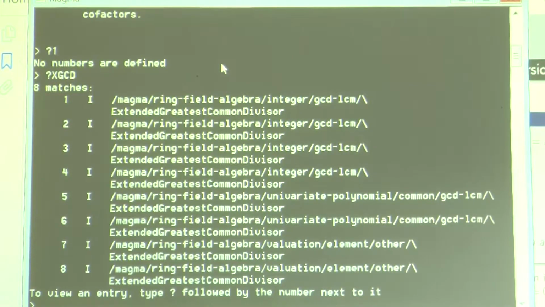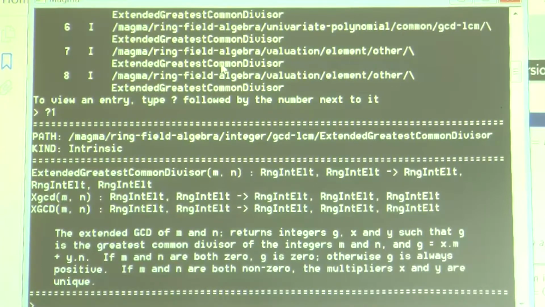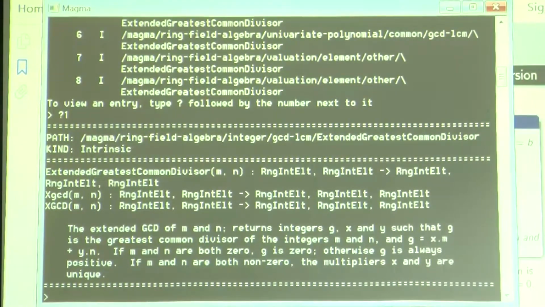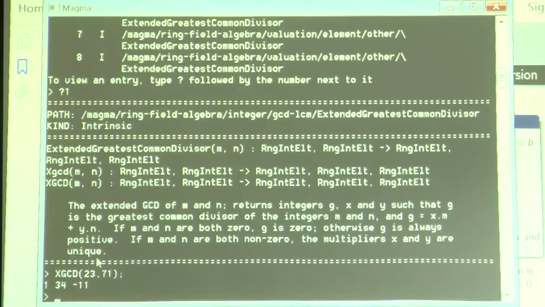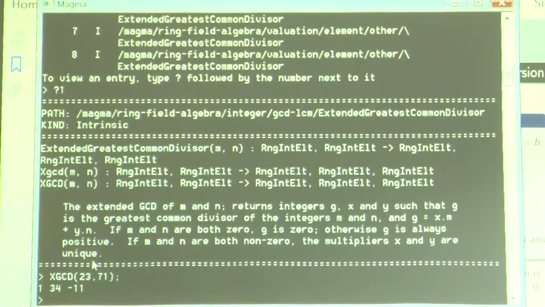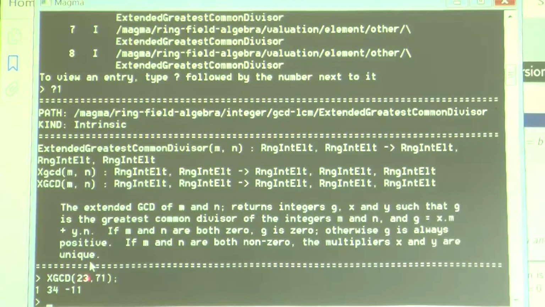So you can say, for example, the extended greatest common divisor, xgcd, takes two numbers m and n and returns integers g, x and y such that g is the greatest common divisor of m and n, and g can be written as x times m plus y times n. So you can see xgcd of 23 and 71 gives a greatest common divisor of 1, and x times 23 plus y times 71, that is 34 times 23 plus 71 times minus 11, is exactly equal to 1.